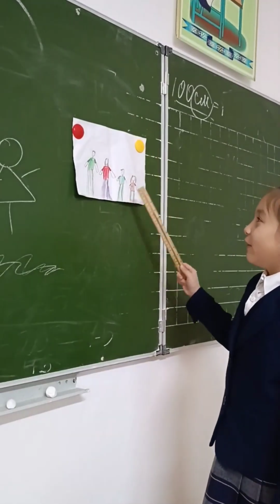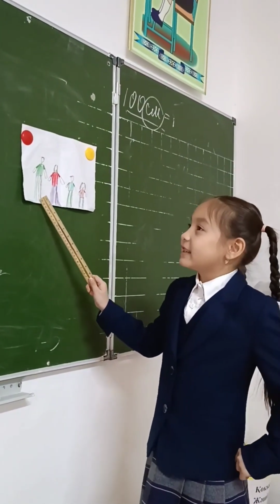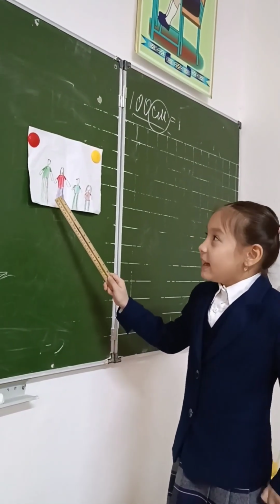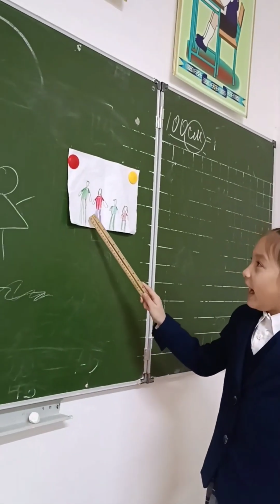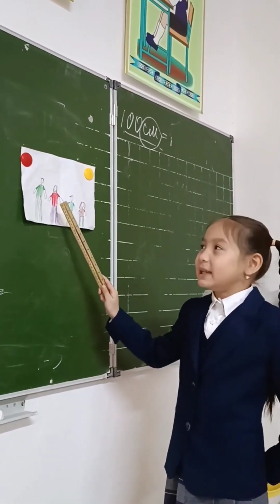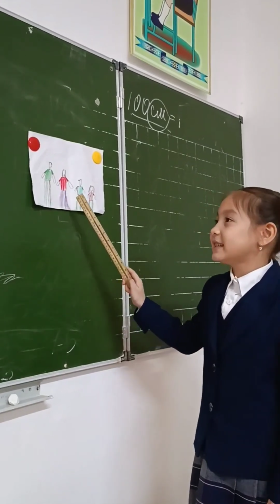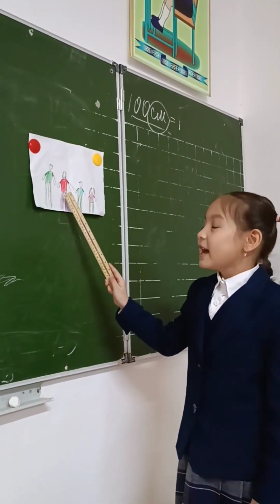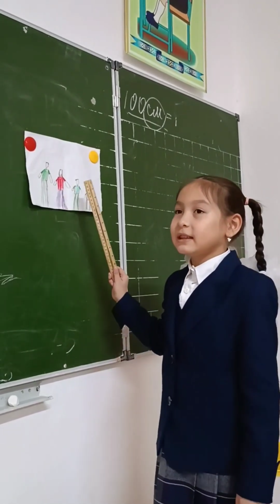This is my family. This is my daddy. His name is Kattelbeck. He's nerdy, funny, kind, friendly. This is my mom. Her name is Laila. She's clever, funny, kind, friendly.